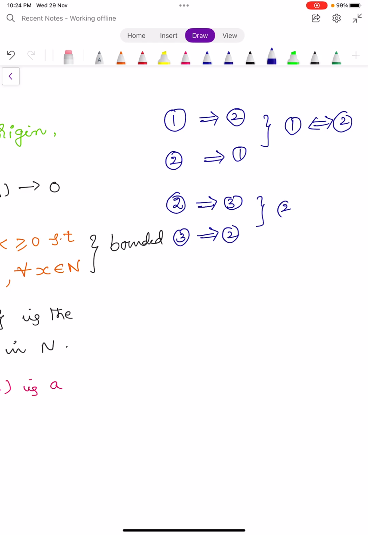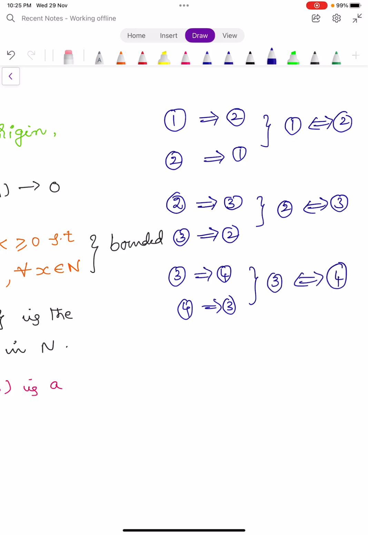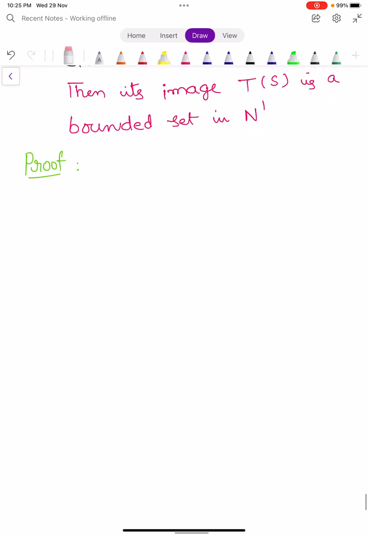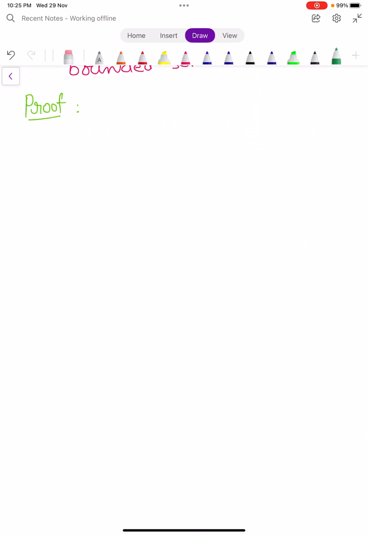It means condition 2 implies and is implied by 3, and finally we prove that 3 implies 4. Condition 3 implies 4, and condition 4 implies 3. It means 3 implies and is implied by 4. According to all these three, we conclude that all the four conditions are equivalent to one another. Let us start our proof. So 1 implies 2.